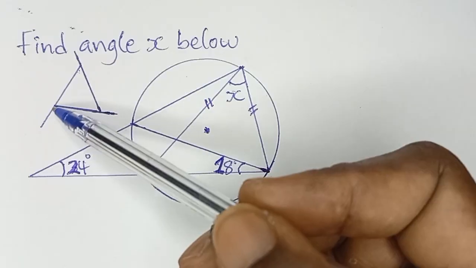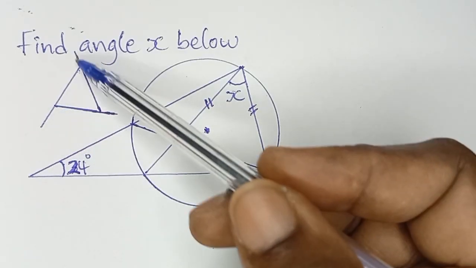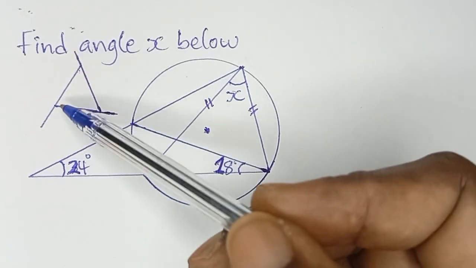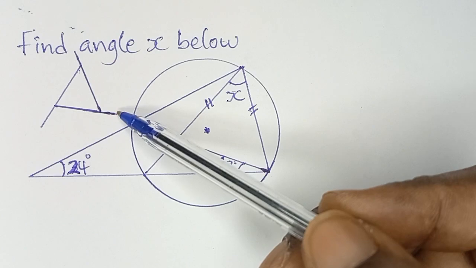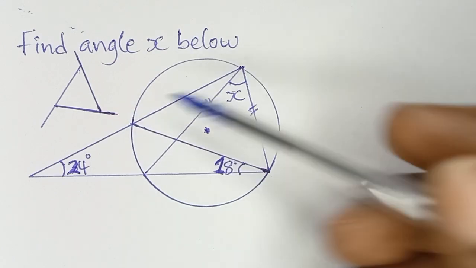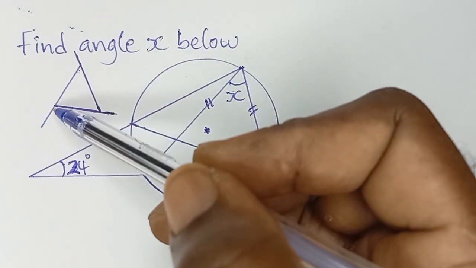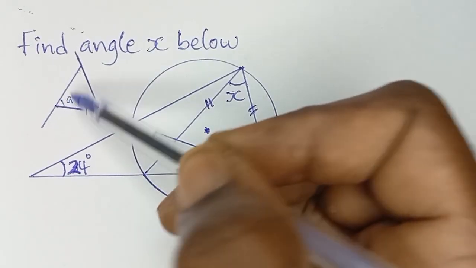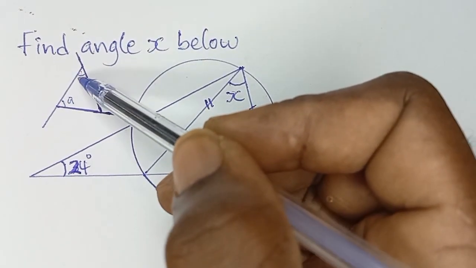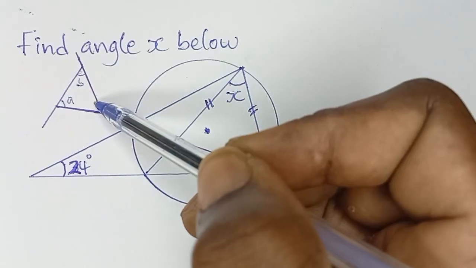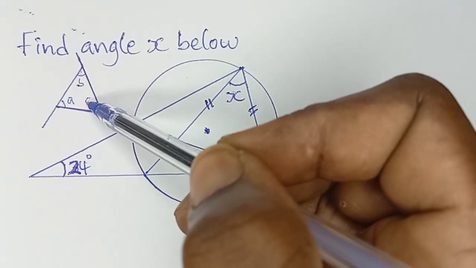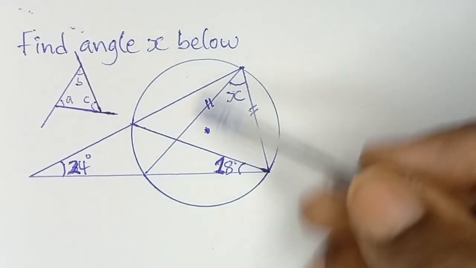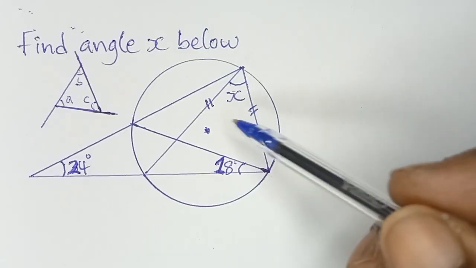We have lines of the triangle extending outwards. We have lines extending outward. So now, if you look at this, let's call this angle A. Let's call this angle B, and let's call this angle C. I want to make an illustration here so that I can really apply it in this question.